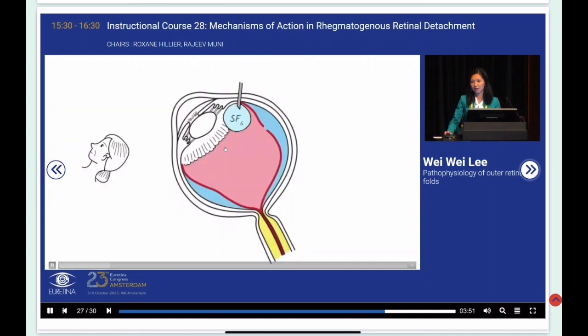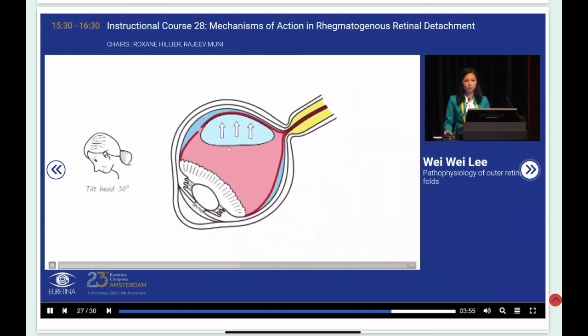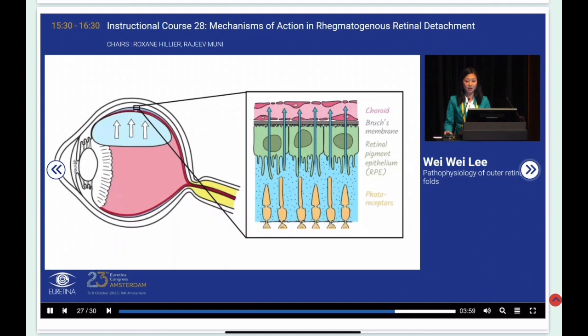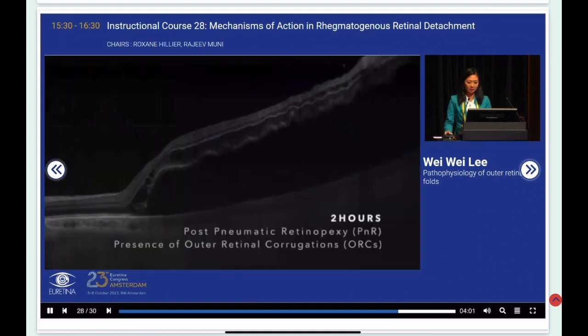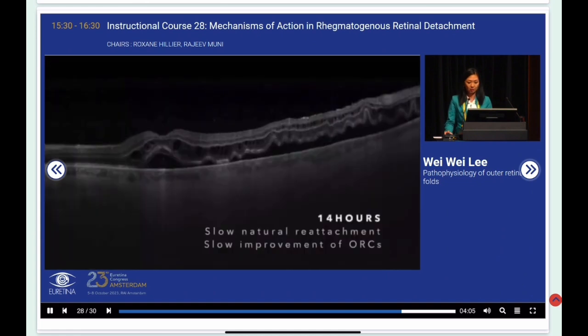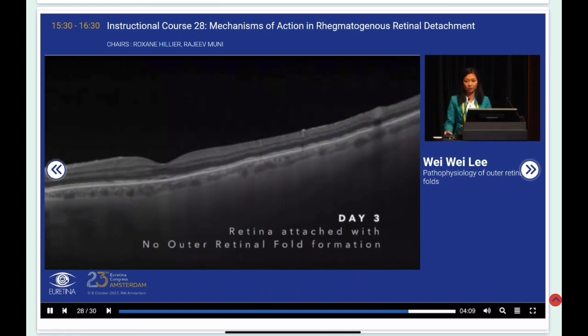Comparing this to a pneumatic, where after a gas injection, patient is required to alter head position to position the bubble over the break, and subretinal fluid is slowly reabsorbed by the RPE pump. These are serial OCTs of a patient after pneumatic. There is sufficient time for the outer retinal corrugation to resolve before it touches the RPE. Therefore, there are no outer retinal folds formation.